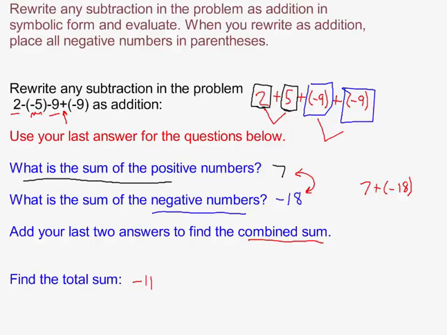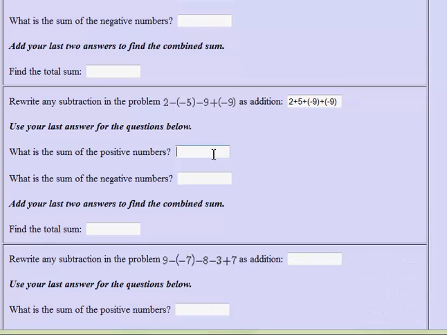Back in Math AS, we found the sum of the positive numbers to be 7, the sum of the negative numbers to be -18, and remember you do not need parentheses around negative answers for the last three answer boxes, only the first. And then we found the total sum to be -11.